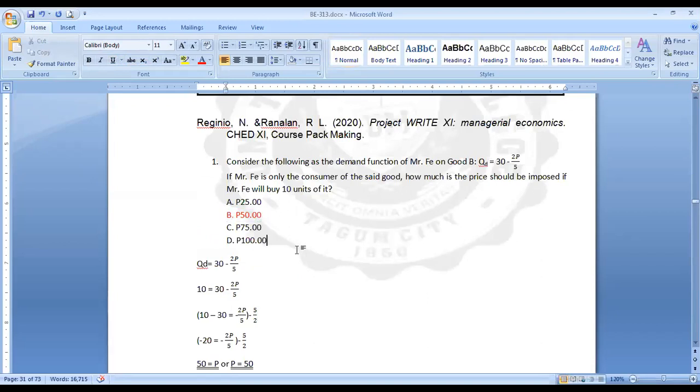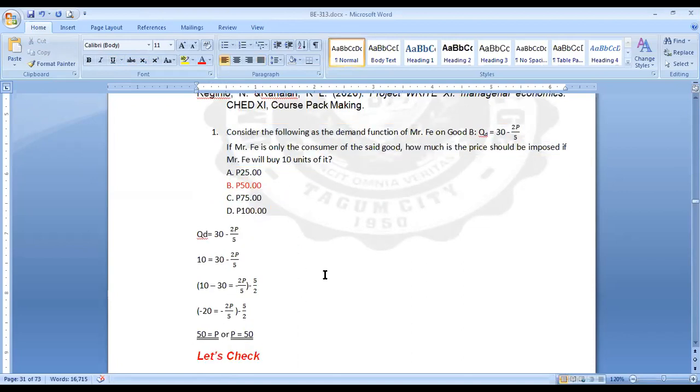So this is just an example of problem solving, if we have the theories we learned and the demand function. I just showed the possible problems that may come out.